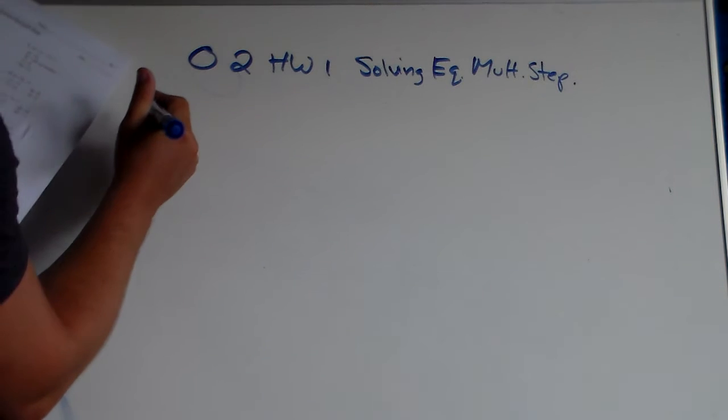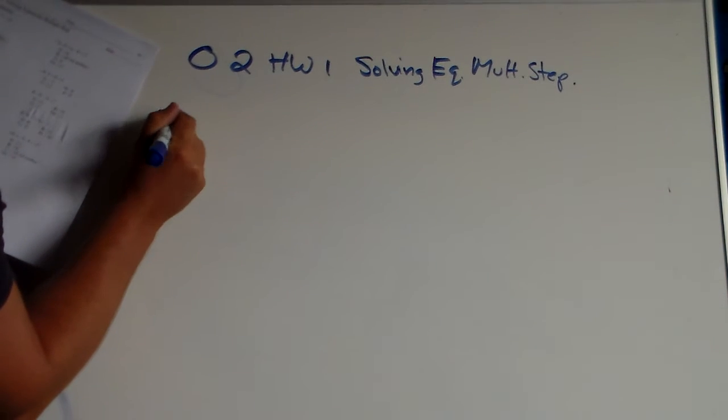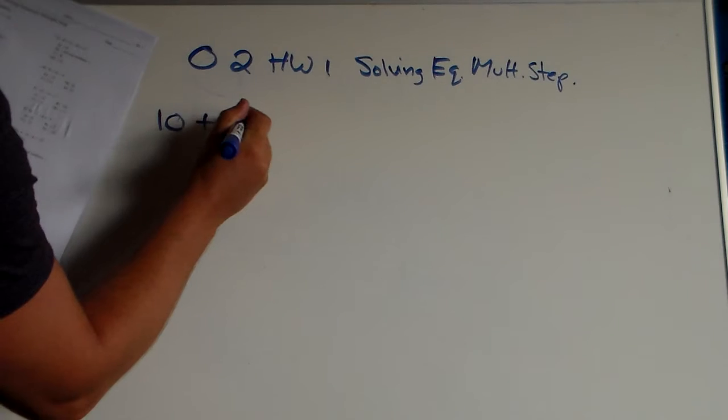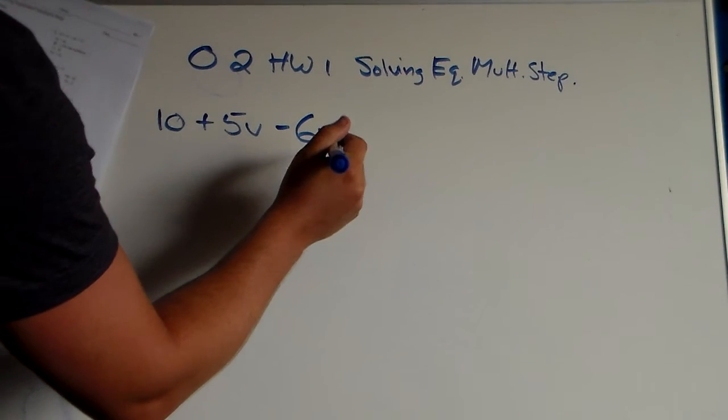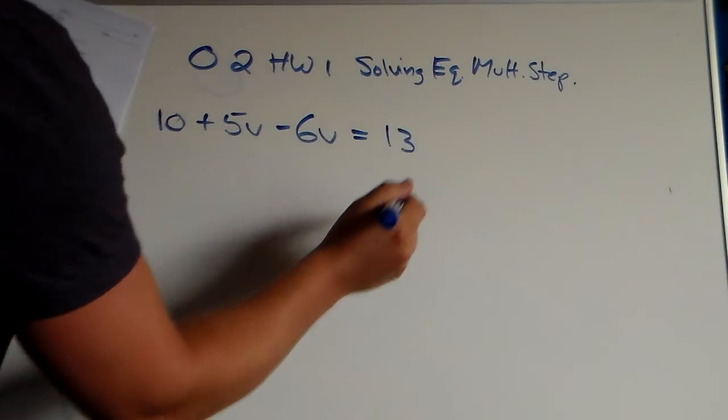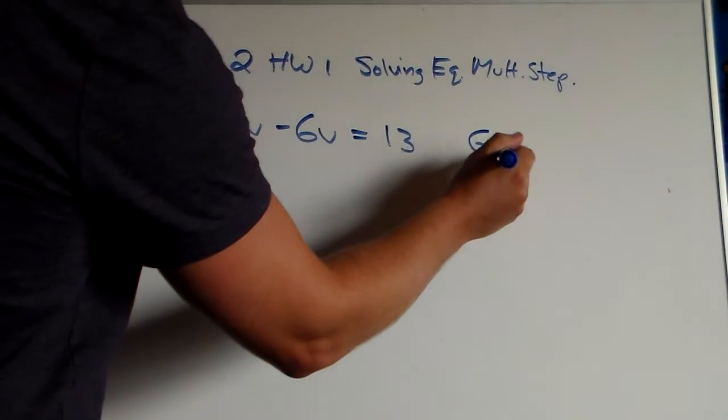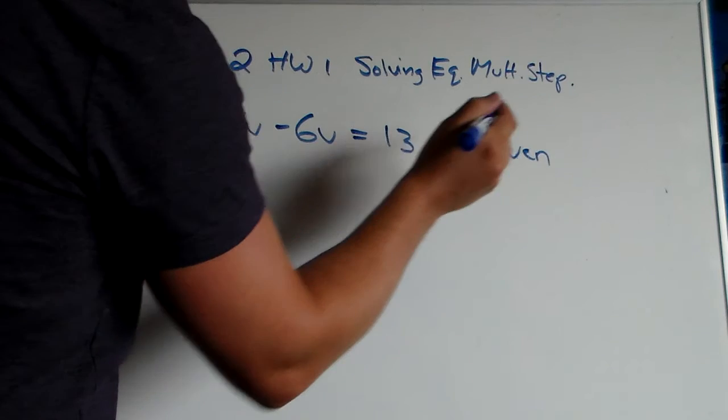Problem number 2 is 10 plus 5v minus 6v equals 13. That's given to us. So we write given.